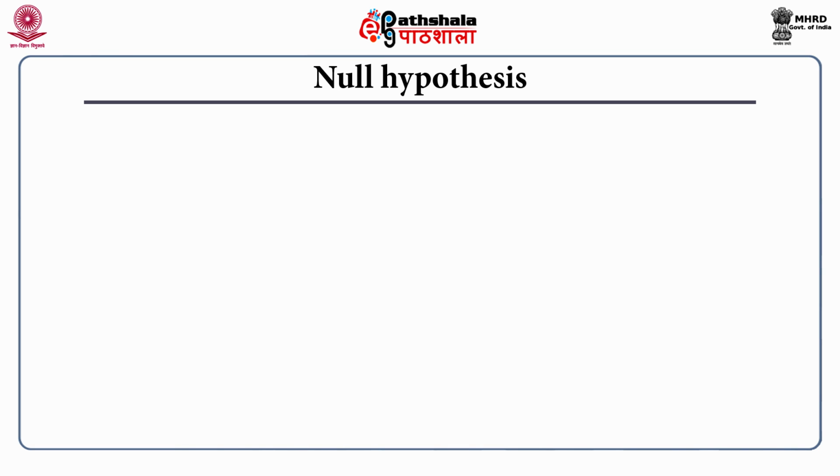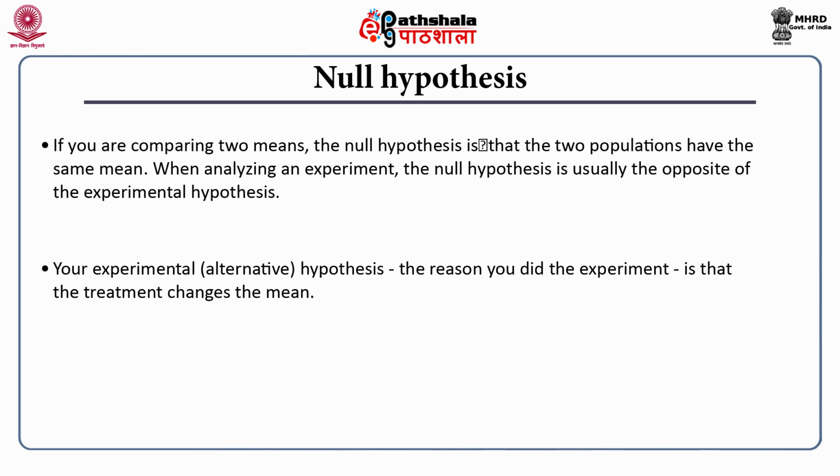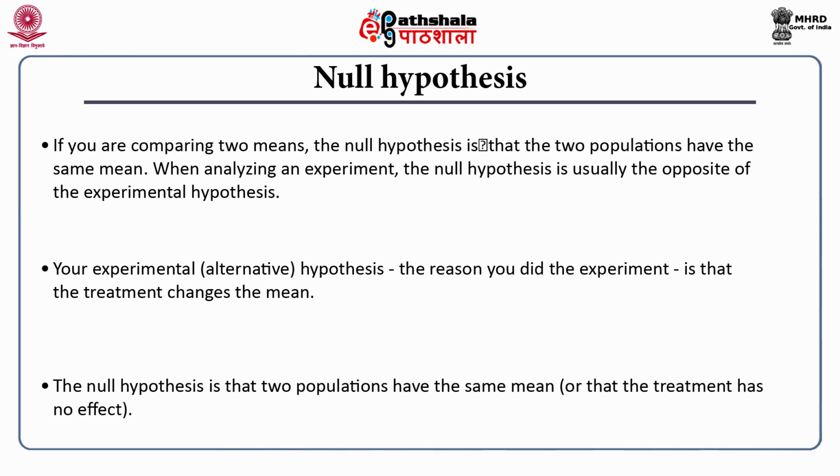Null hypothesis, what is that? If you are comparing 2 means, the null hypothesis is that the 2 populations have the same mean. Population A mean is equal to population B mean is called the null hypothesis. When analyzing an experiment, the null hypothesis is usually the opposite of the experimental hypothesis. Your experimental or alternate hypothesis is the reason you did that particular experiment, right? So the null hypothesis is that the 2 populations have the same mean or the treatment has no effect. That is what the null hypothesis is.